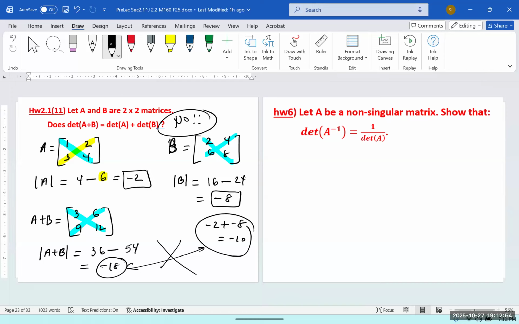But I can't prove it by just picking one example. No, we never prove by example. We disprove by example. So how do I prove? Let me give you a hint. We all know, if you multiply a matrix with its inverse, what's the result? If you multiply a matrix with its inverse, the product is the identity matrix. So start from here. What do you think?